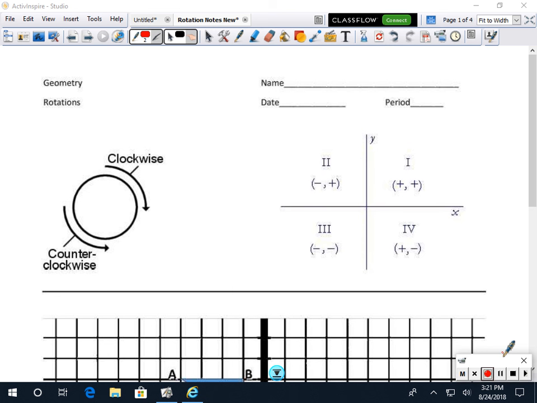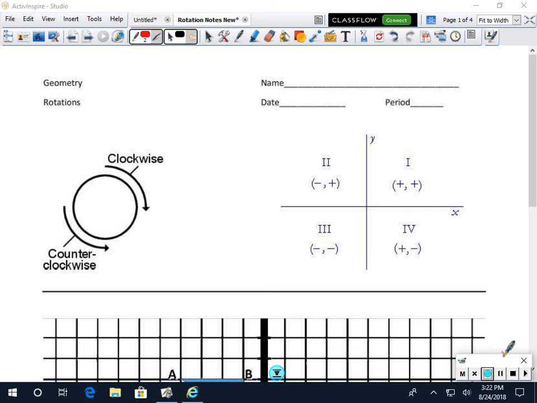Alright, so today we're going to take a look at rotations. We're going to talk about the general rules. During class, I did give out a piece of patty paper. However, on this recording, I'm just going to talk about the general rule for doing the rotation.